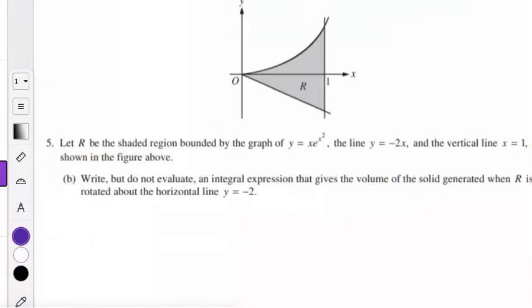Now, for part B, it asks us to write, but not evaluate, an integral expression that gives the volume of a solid generated when R is rotated about the horizontal line y equals negative 2. For these problems, I like to start by drawing a graph.